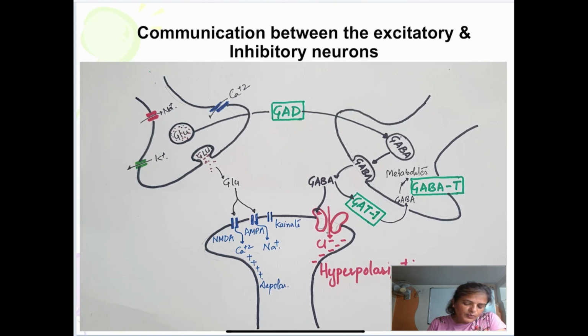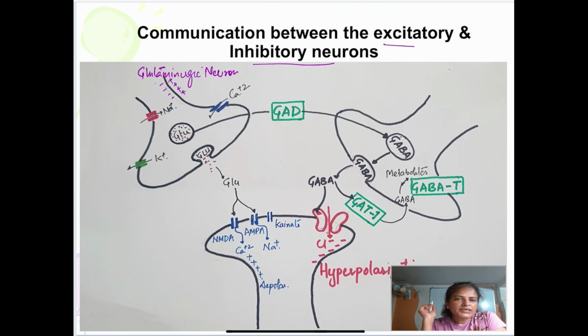So here is one neuron. This is a communication, how the excitatory and inhibitory neurons are going to communicate. So this is an excitatory, you can say, glutaminergic neuron. So at rest, there are negative ions inside, and positive ions outside.